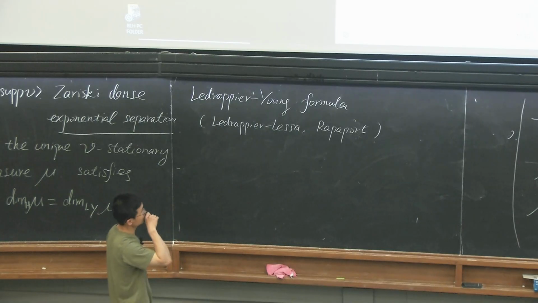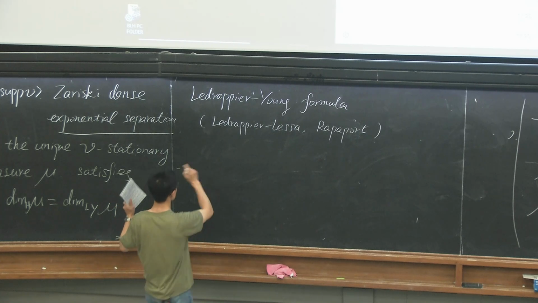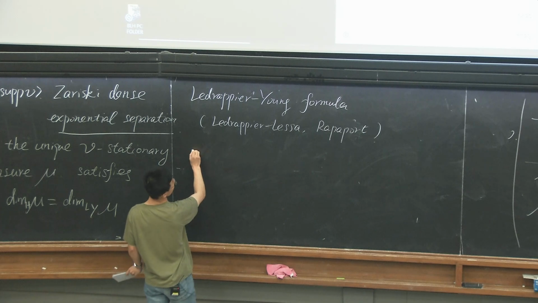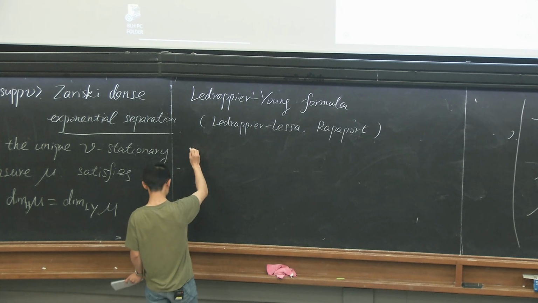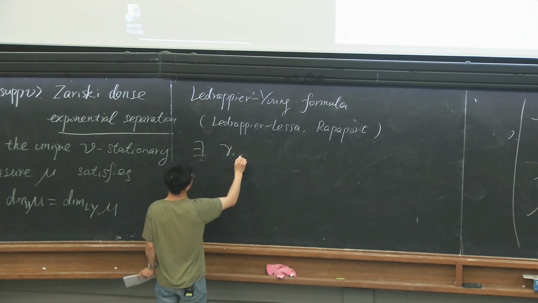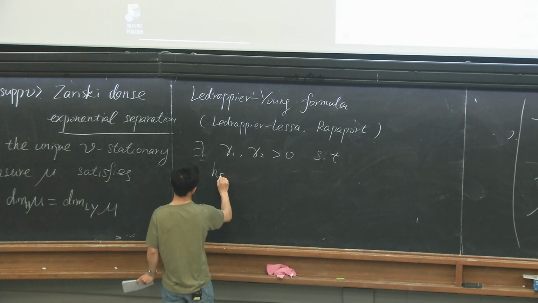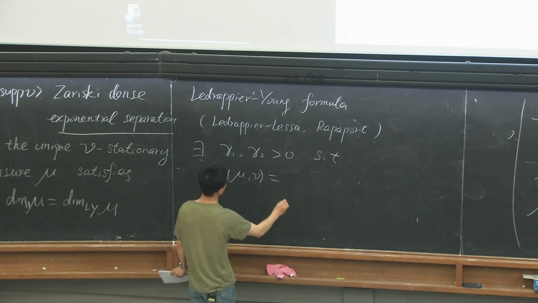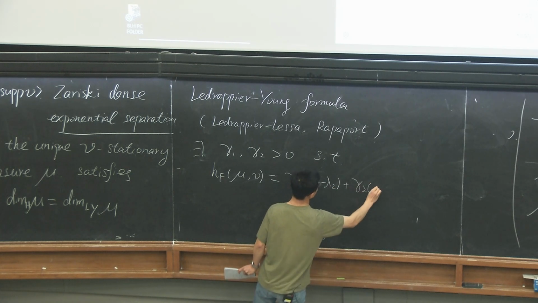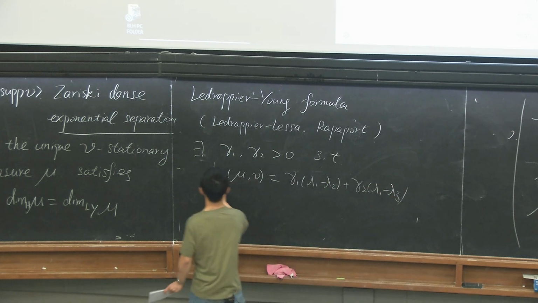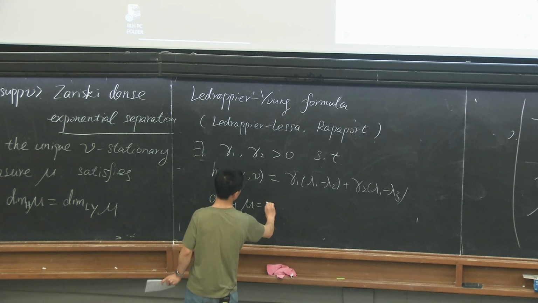The statement is like this. We will assume the same condition. I will explain later, but let me give the statement. The first one is that there are two positive numbers, gamma 1 and gamma 2, such that the Furstenberg entropy of mu, nu is equal to gamma 1 times lambda 1 minus lambda 2 plus gamma 2 times lambda 1 minus lambda 3. And the second thing is that the Hausdorff dimension of mu is the sum gamma 1 plus gamma 2.